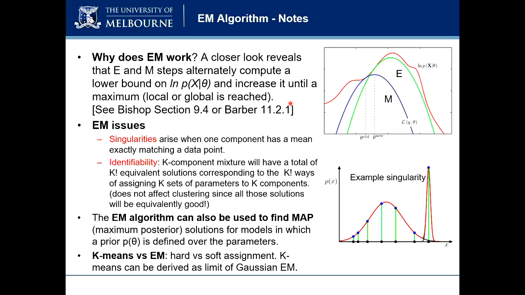But it's not always perfect. So there may be singularities when one component has a mean that is exactly matching a data point. If by chance the mean of the component is the same as the value of a data point, then the algorithm gets into trouble. And then the other thing is, you may end up again with a lot of local solutions, because a k-component mixture can have k factorial different solutions to the same problem. So there are a lot of different ways of assigning parameters to these k components. So that's also an identifiability problem.